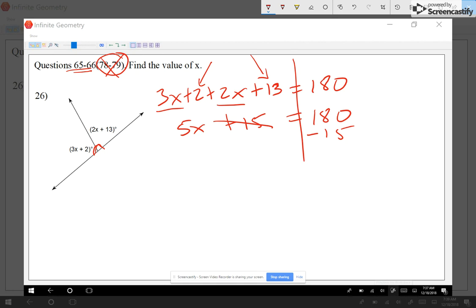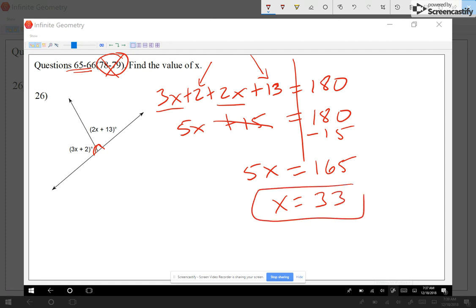Let me subtract 15 on each side. 5x equals 165. Let me divide both sides by 5, and then we're going to have 33. The instructions are find the value of x, so x equals 33. Any questions on these?